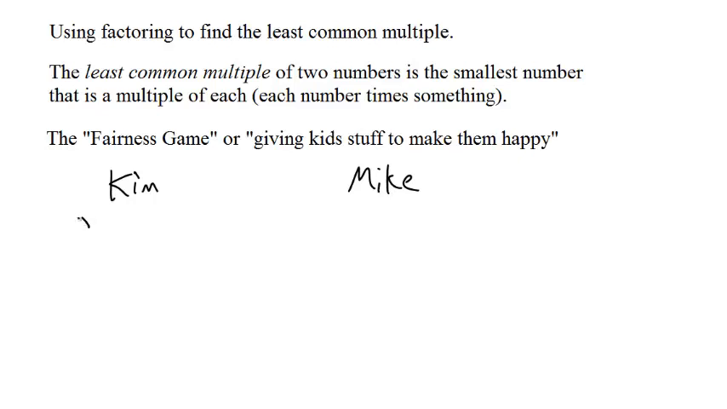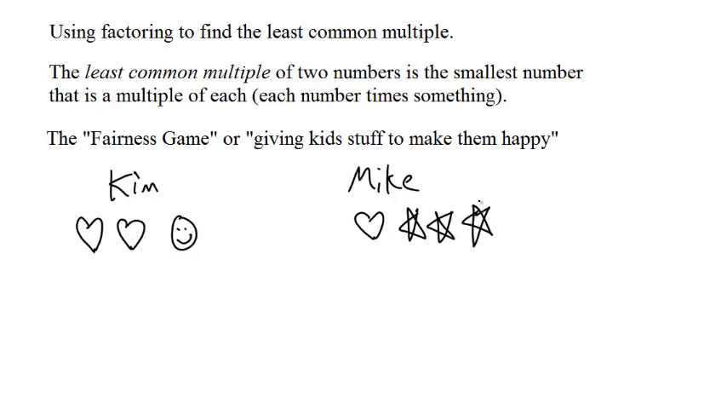Kim's mother gives her 2 hearts and a smiley face. Mike's mother gives him 1 star, 1 heart and 3 stars. Are these kids happy? No way. Why? Mike got 4 things, Kim got 2 things, Kim got more hearts, Mike didn't get any smileys. There could be a lot of unhappiness in this household.